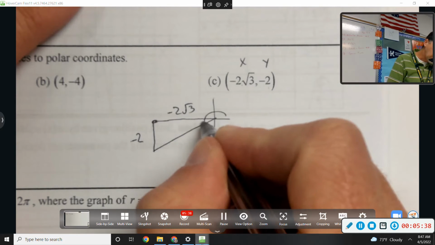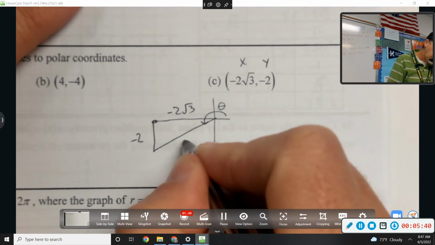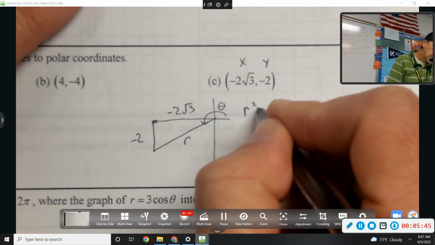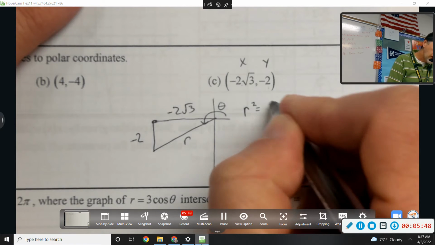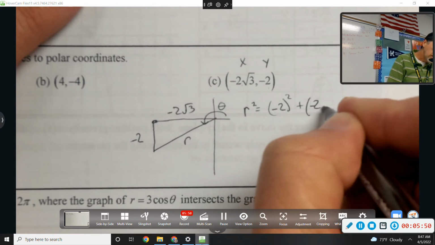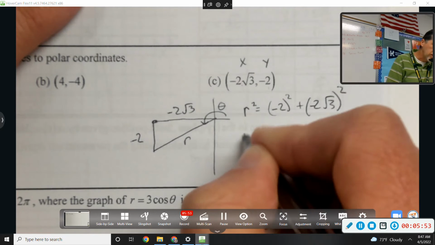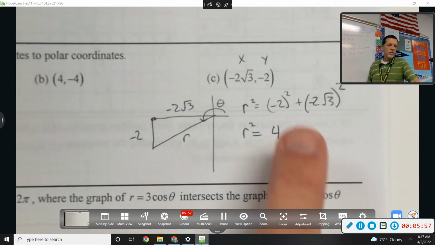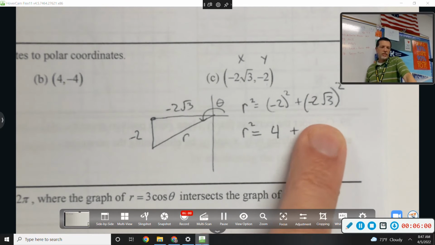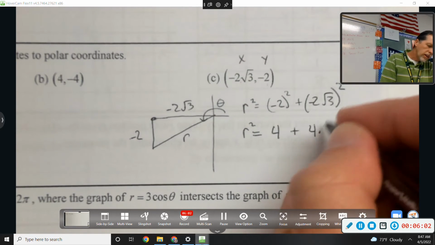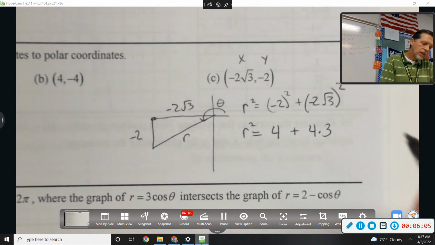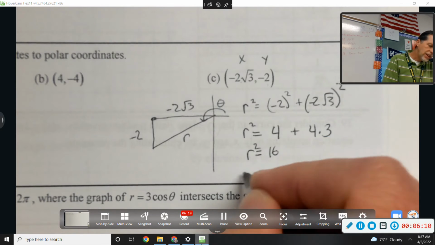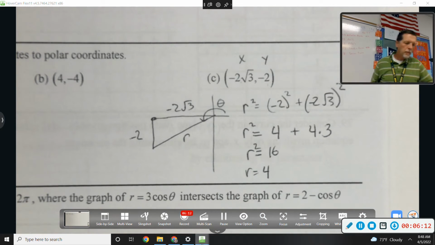And so I need r and theta. Well, r is the easy part. X squared plus y squared. Well, I say it's the easy part, as long as you know how to square numbers. Especially 2 root 3, right? Square the pieces. 2 squared is 4. Root 3 squared is 3. And then 4 plus 12 is 16. So r is 4.